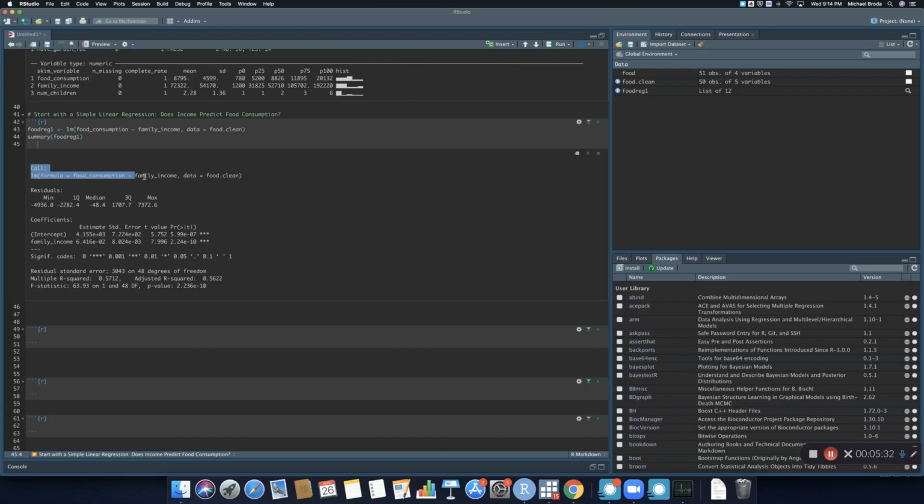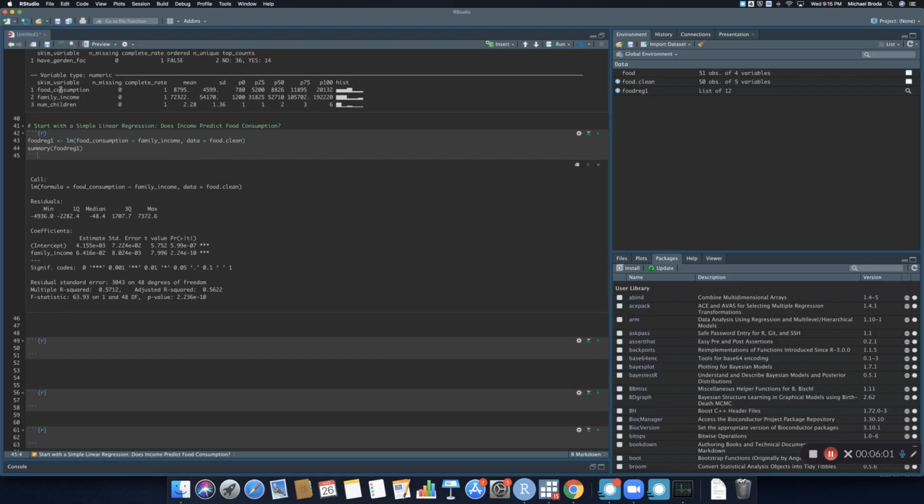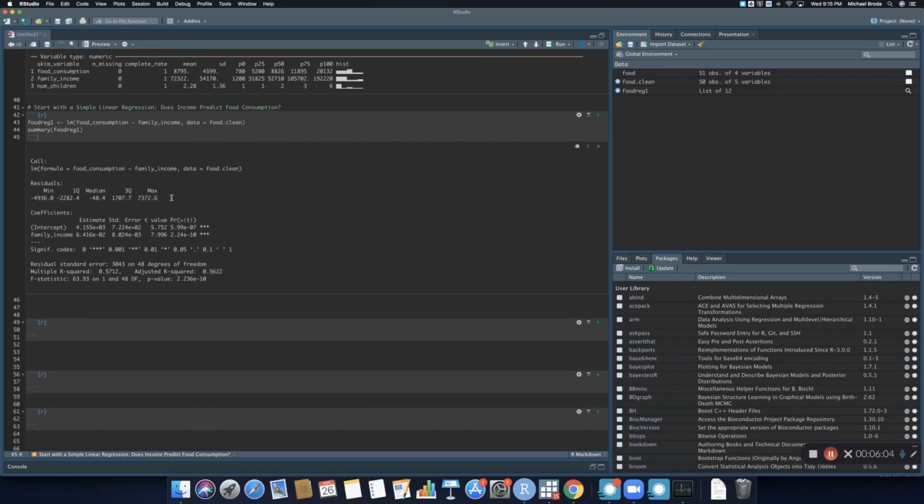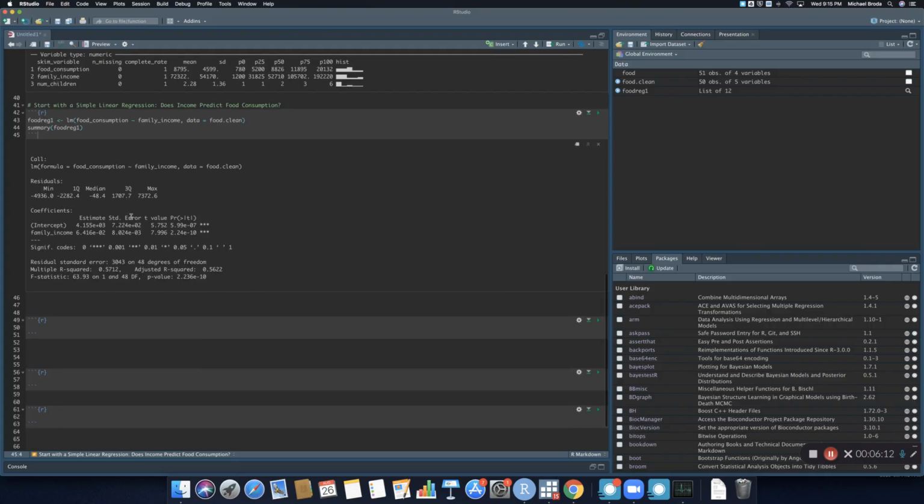First thing you get is what's called a call, and that's the actual code that was included. So that's handy to remind yourself what the model was. Then you get the residuals. So this is basically a summary statistic of your residuals. Ideally, we want these residuals to be more or less normally distributed with a mean value around 0. So here we're going from about minus 5,000, and this is in dollars because that's what our food consumption is measured in, to positive 7,000. So it's a little bit skewed. And our median is at negative $48. So ideally, it would be right at 0, but that's not too bad.